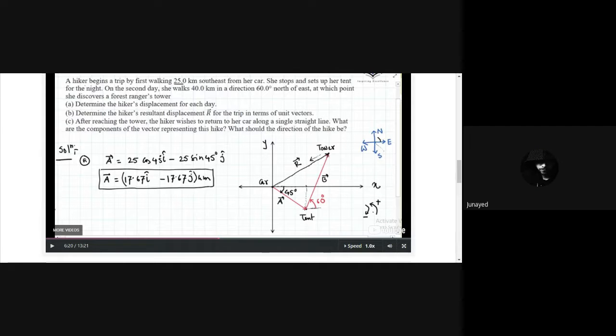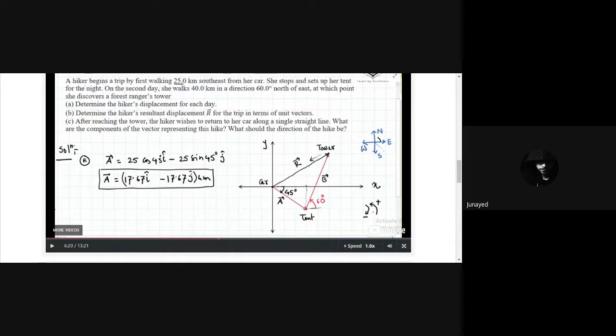Yes, that's a scalar, but they found it in two dimensions, I and j. Listen carefully. In the first day it moves 25 kilometers, that's a scalar. So its displacement would be 25 kilometers southeast from his car. So I have to express that 25 kilometers in terms of the x and y axes, in terms of a vector. That's why it's called displacement.